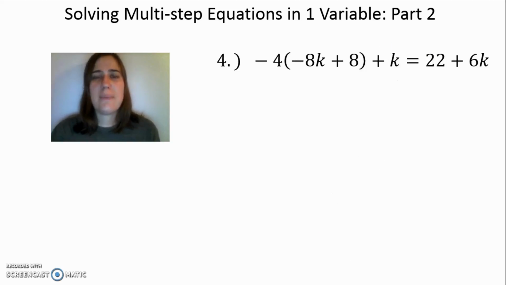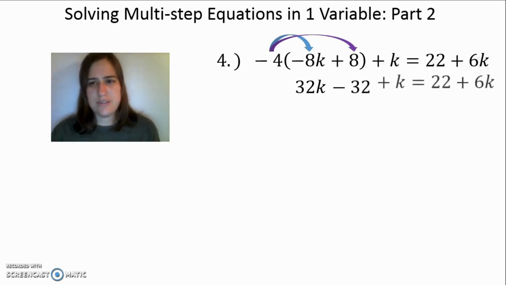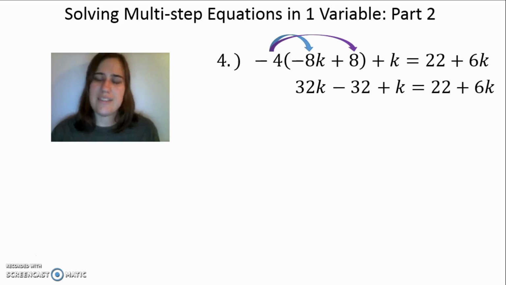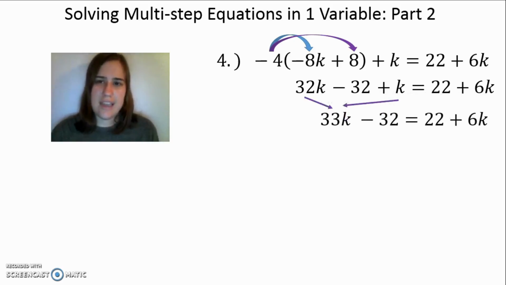On the last one, I made sure that I picked a pretty tough one so that I could show you how to do the kind of tough. So I am going to multiply -4 times -8k to get 32k, and -4 times 8 to get -32. Then I brought down the rest of the problem and saw that there were two separate k's on the left side of the equal sign. So I combined those into 33k.